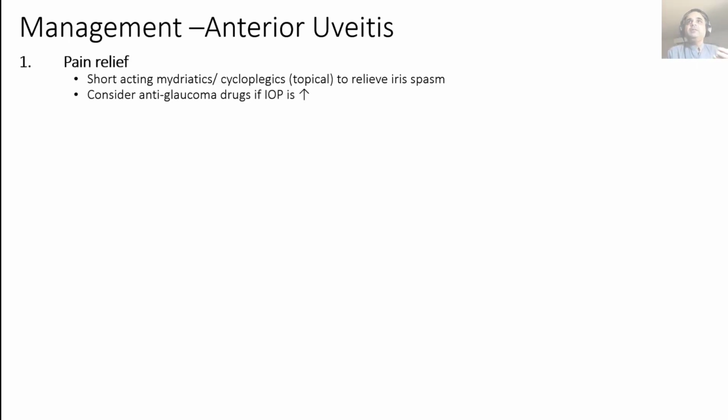So you give cycloplegics. Short-acting cycloplegics are usually preferred for acute uveitis and even for chronic uveitis because they keep the pupil mobile. If you give a long-term agent, for example, atropine, what might happen is that the pupil might be dilated for so long that it'll form peripheral anterior synechiae. And if the pressure is high, consider anti-glaucoma drugs.